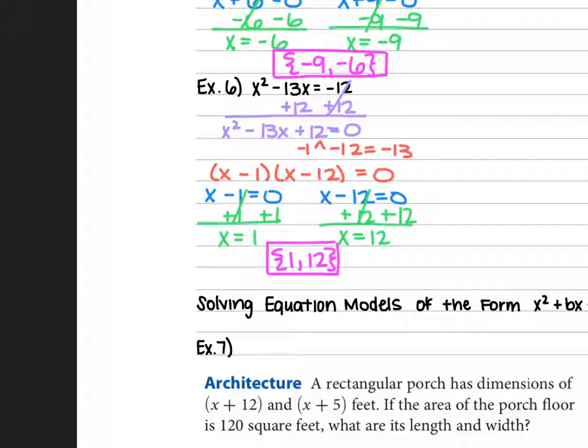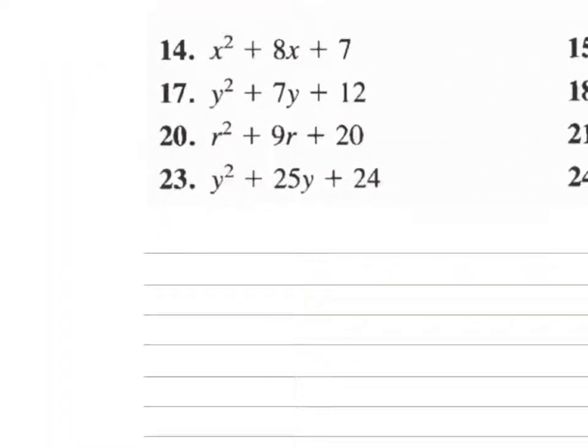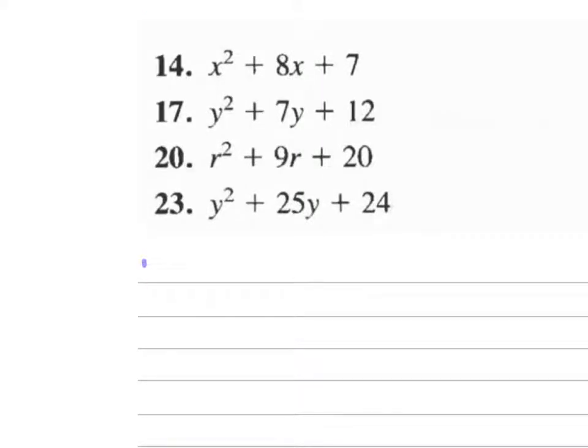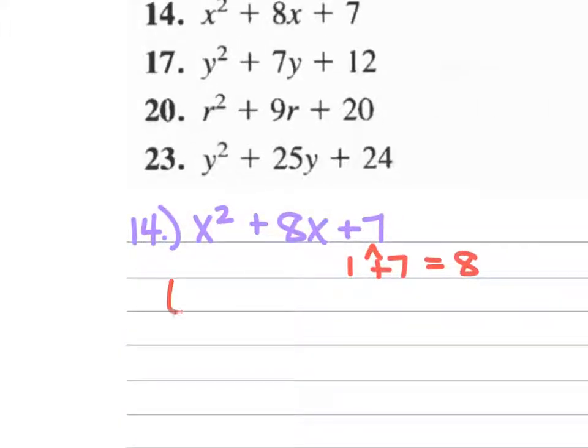I would like to look at some extra practice problems. So if we look at example 14, we have x squared plus 8x plus 7. So your factors of 7 are 1 and 7. Those add up to be a positive 8. So this is going to be x plus 1 times x plus 7.